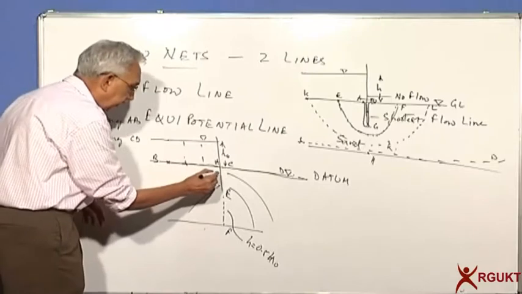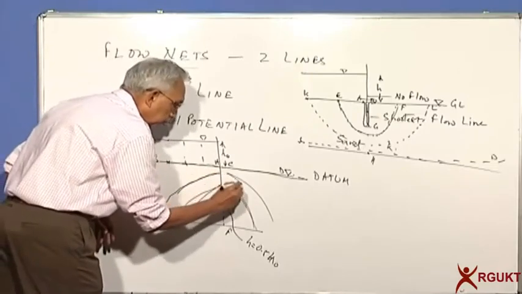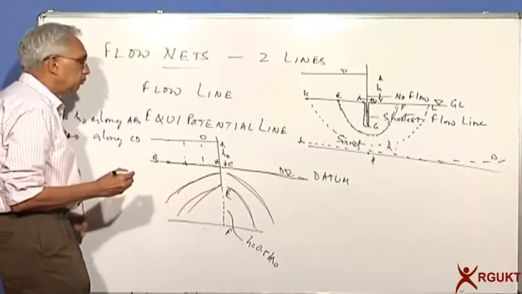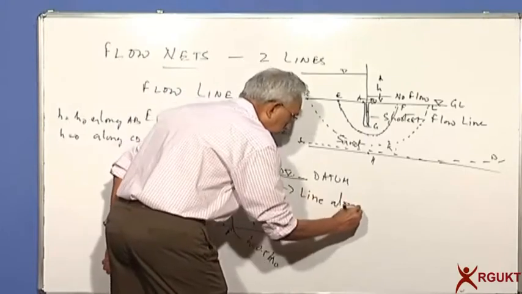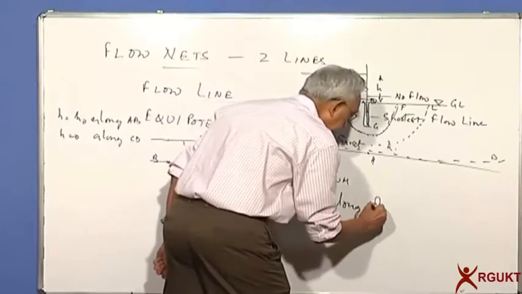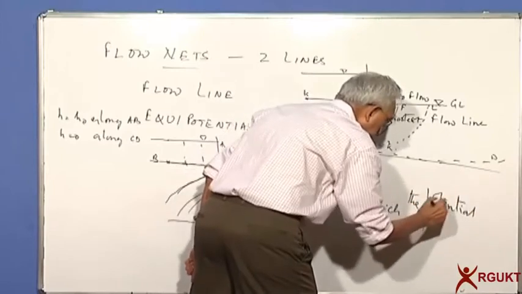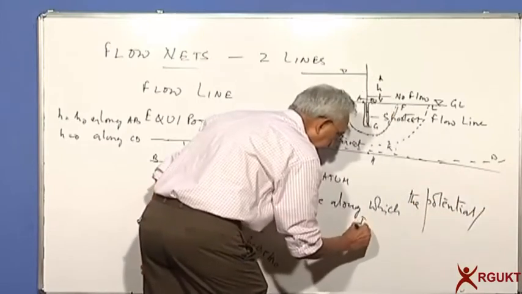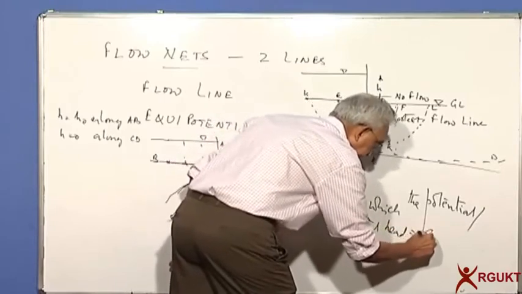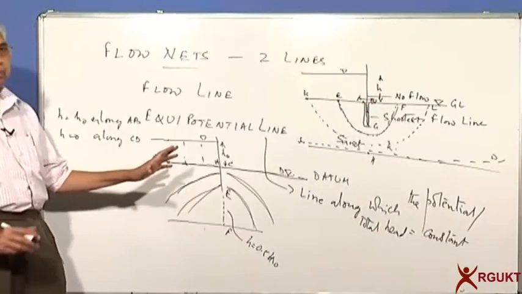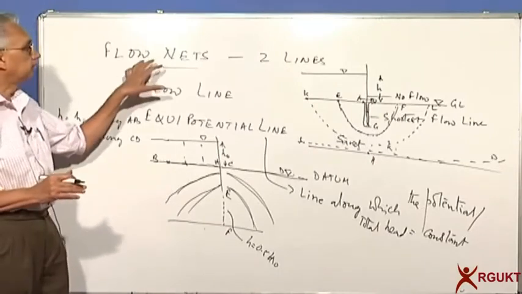will give me the head along this, or the potential along this, is all constant. So equipotential line, by definition, is a line along which the potential, or can we say total head, which is what we call a potential, is constant. Please remember, these are the two lines which are necessary to plot the flow net.